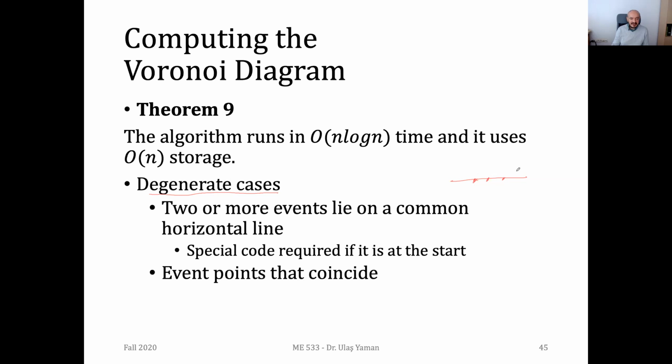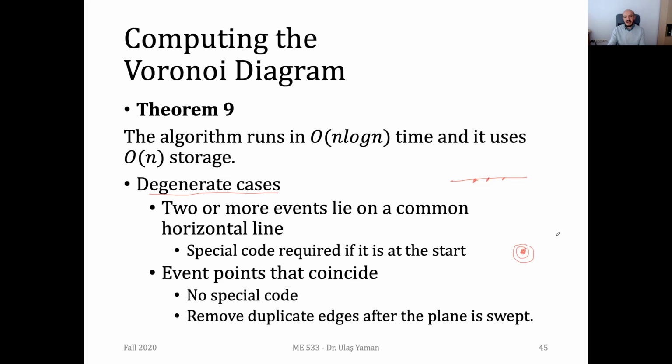Another degenerate case is that you might have some event points which coincide, which means that, for instance, you may have some sites at the same location. Say, 3 sites at the same coordinate. If that's the case, then you need to remove some of these and try to solve your problem. Since we don't have a special algorithm for that, the easiest thing is to remove such duplicate points in your initial sites.